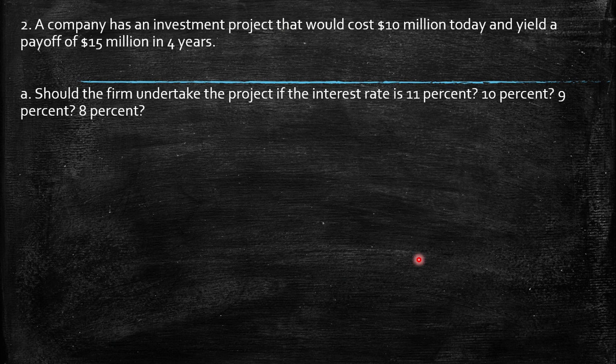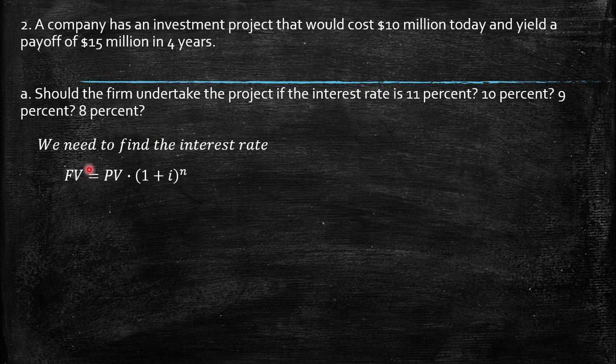Second, a company has an investment project that would cost 10 million today and yield a payoff of 15 million in 4 years. A. Should the firm undertake the project if the interest rate is 11%, 10%, 9%, 8%? So first of all, we need to find the interest rate of this specific project. We already know that the final value is exactly equal to this.